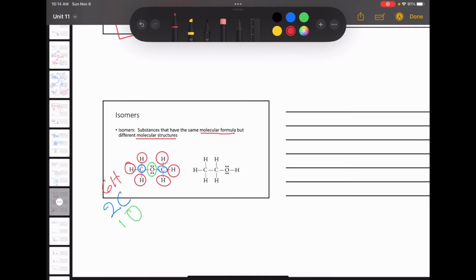If you look at the other molecular structure, we have 1, 2, 3, 4, 5, and 6 hydrogens, and we have the same number of carbon, 1, 2. So we have 2 carbon, and as you see, also 1 oxygen. So they both have the same molecular formula, which is C2H6O, but they have a different molecular structure, depending on where the oxygen is falling. Is it between the 2 carbons? Is it on the side, bonding only to 1 carbon? So we call these isomers.